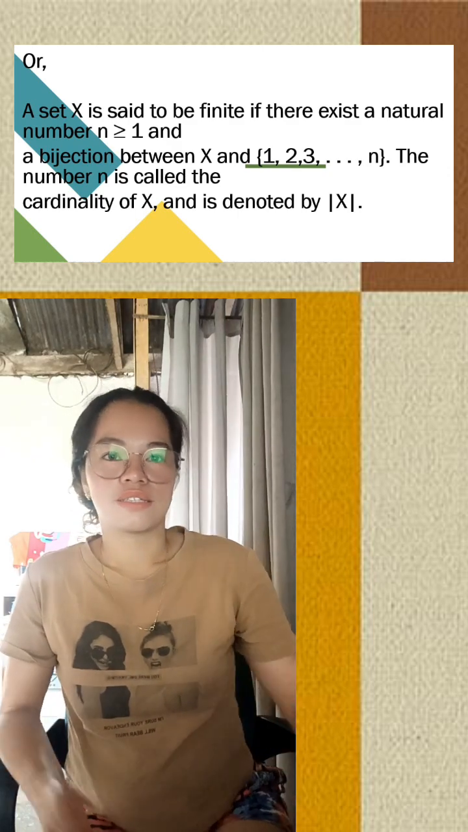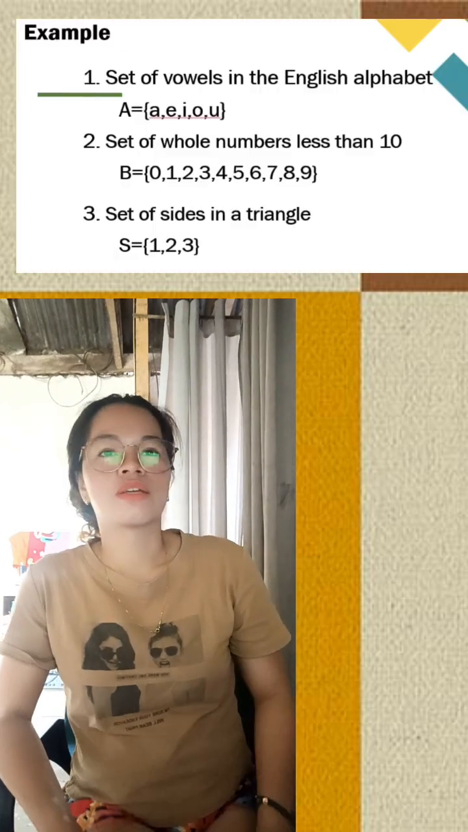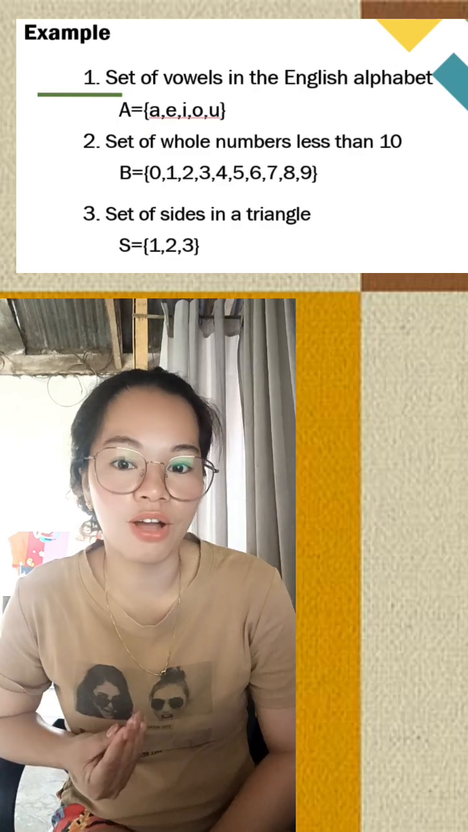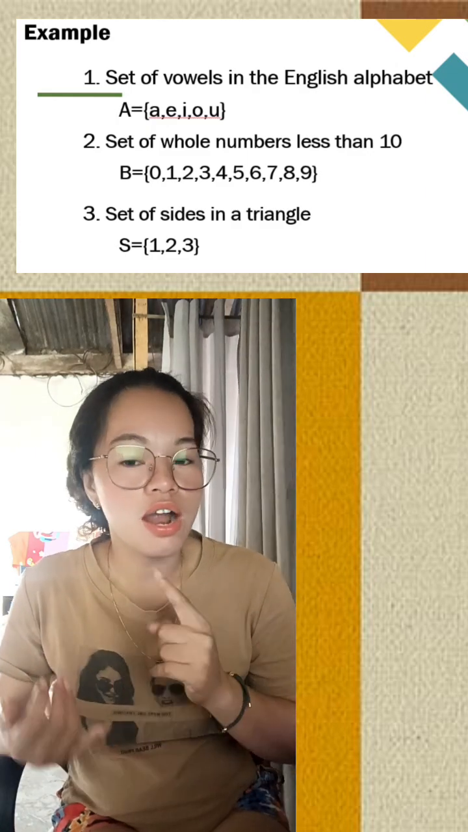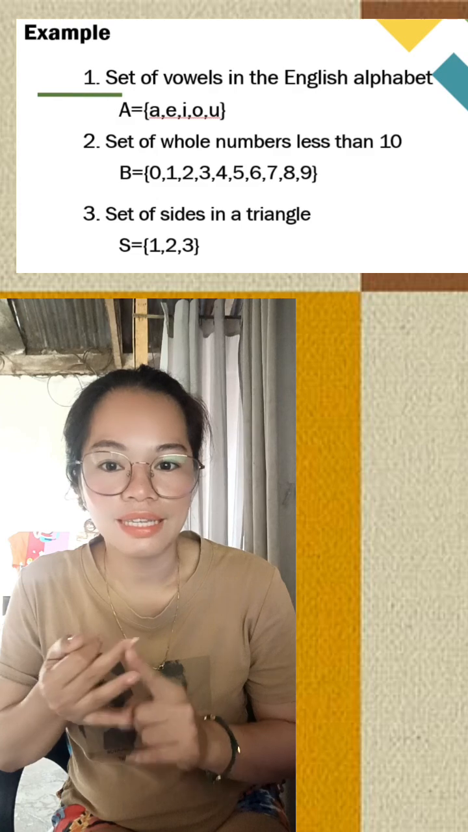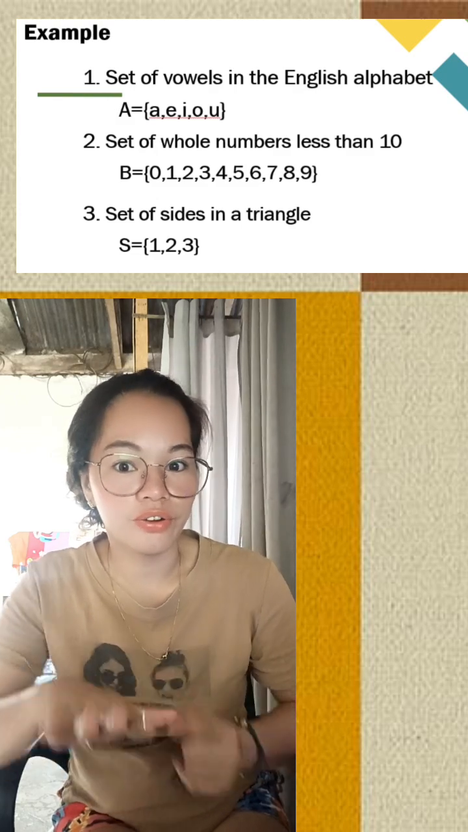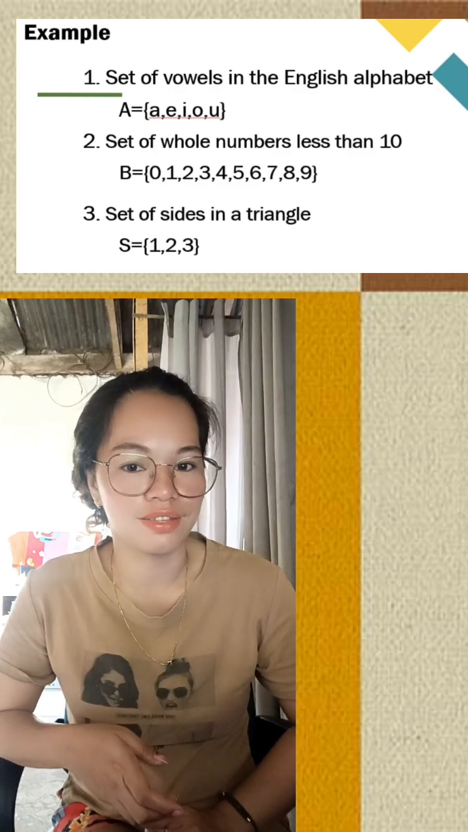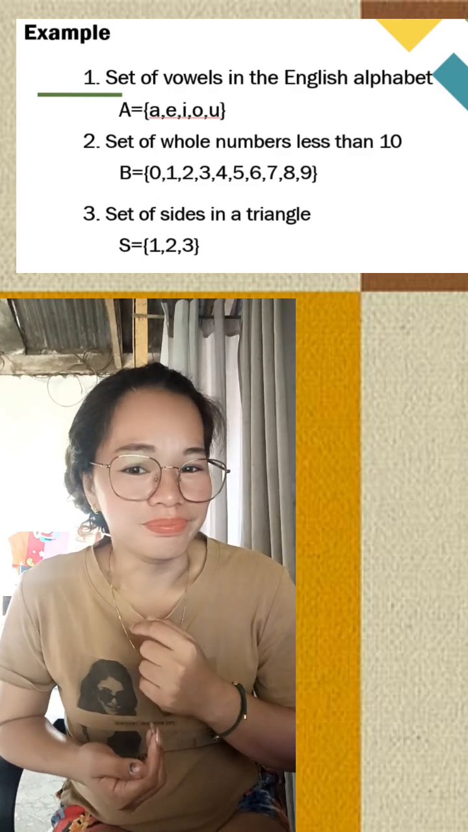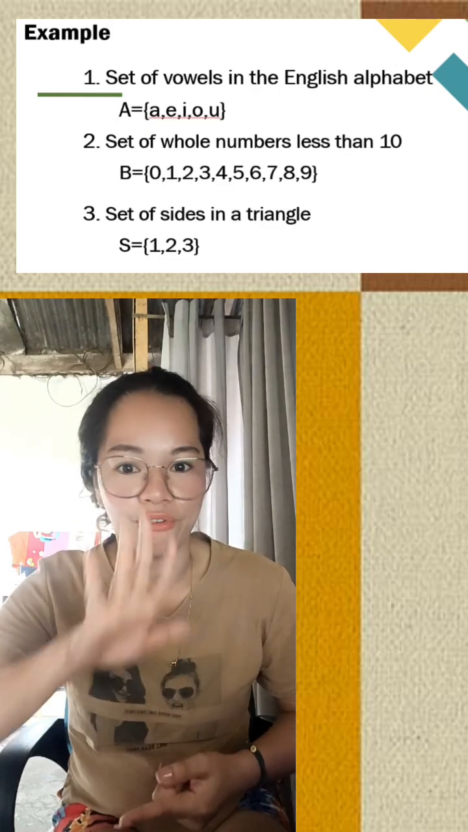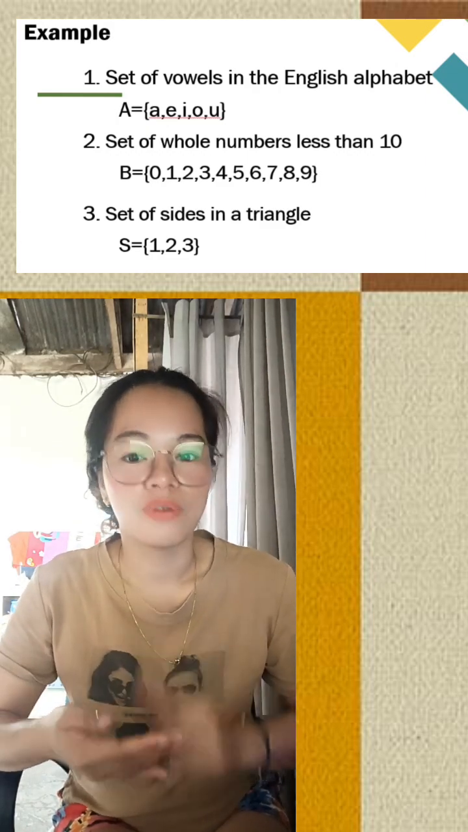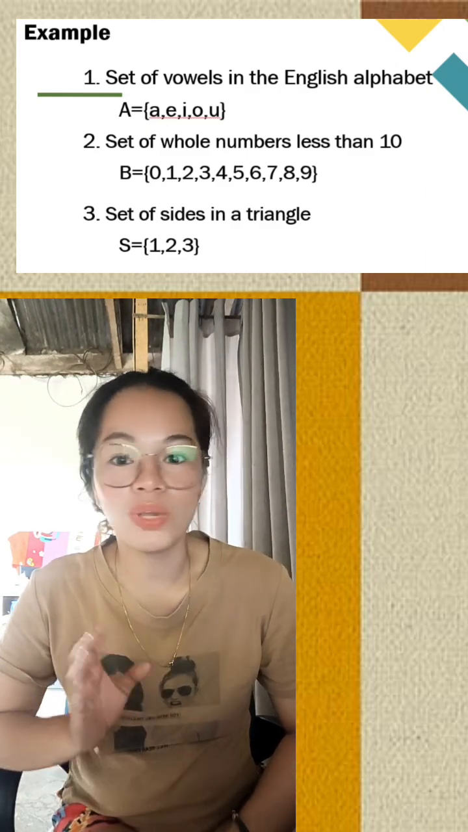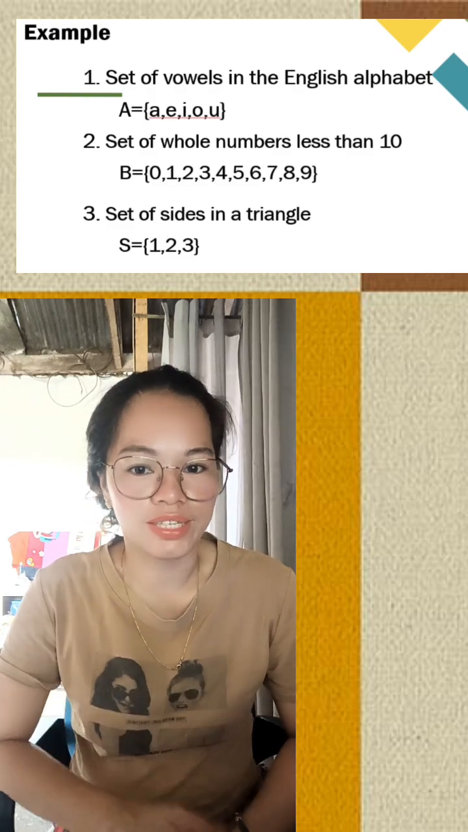For example, the set of vowels in the English alphabet. What are they? They are A, E, I, O, and U, right? So there are 5 elements in that set, which means 5 is the cardinality of that set. Can we count the elements? Yes, there are 5. So that's a finite set. We can count the elements of that set.